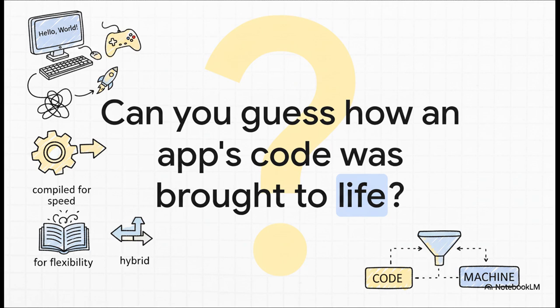So the next time you launch an app or open a website, just take a second and think about it. Was this code compiled for raw power, interpreted for flexibility, or did it get the best of both worlds? Pretty cool to think about, right?